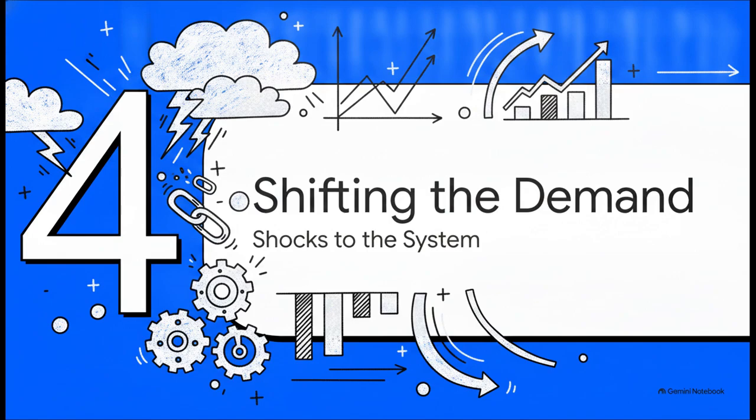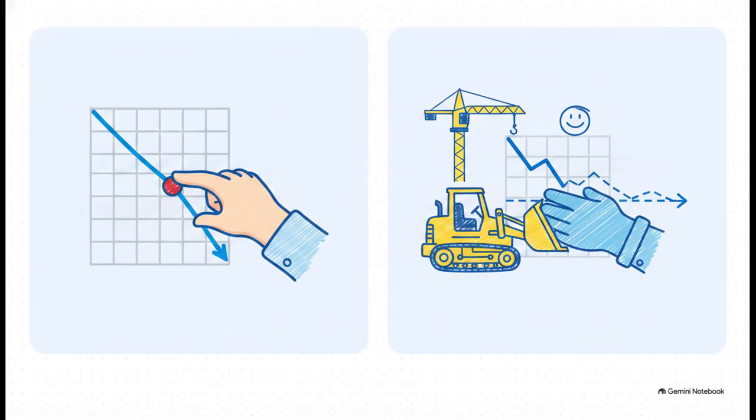Section 4. Shifting the demand. Let's talk about shocks to the system. So what happens when non-price factors completely shake up the economy? And this brilliantly illustrates an absolutely crucial difference: understanding a movement versus a shift. A change in the general price level just causes a sliding movement along the existing curve. But if literally any non-price factor changes, say a sudden massive burst of consumer optimism or a huge new government infrastructure project, that causes a total shift of the entire curve to a brand new position.